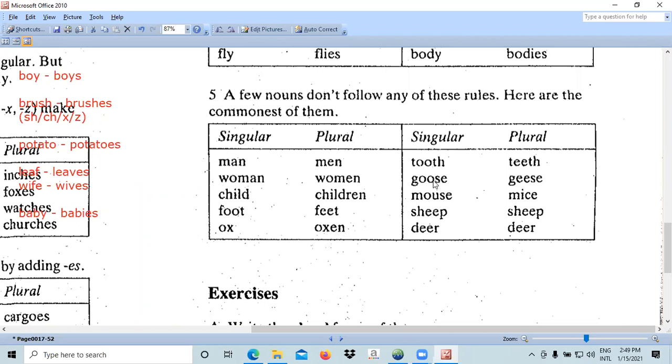But you have to learn these 10. Let's read. Man, men, woman, women, child, children, foot, feet, ox, oxen, tooth, teeth, goose, geese, mouse, mice.